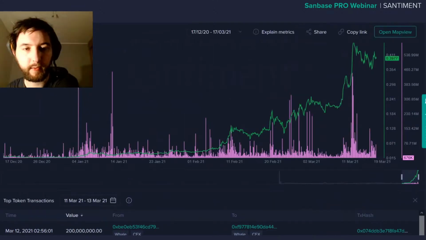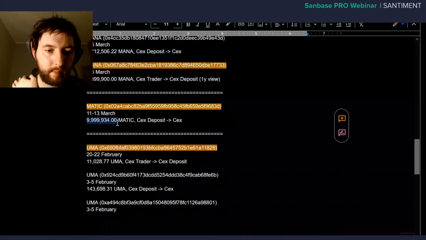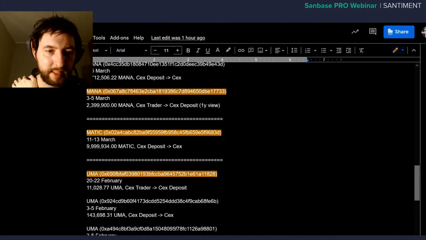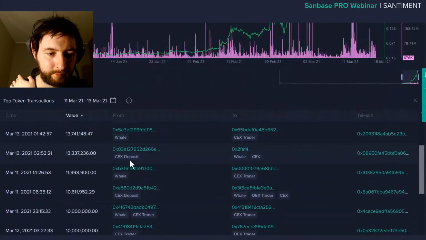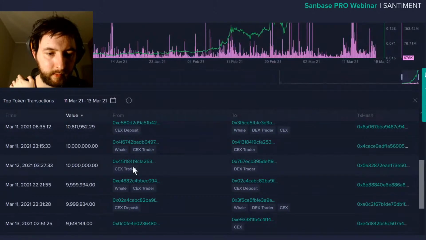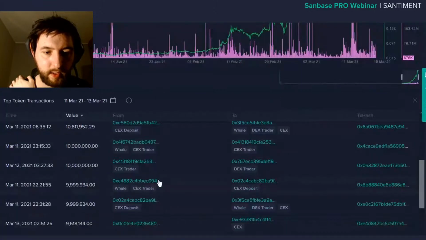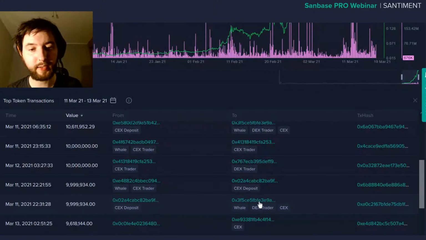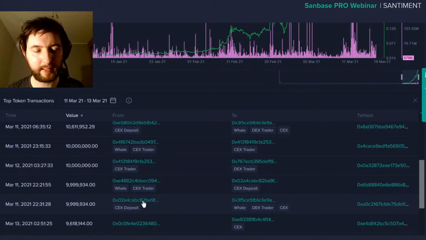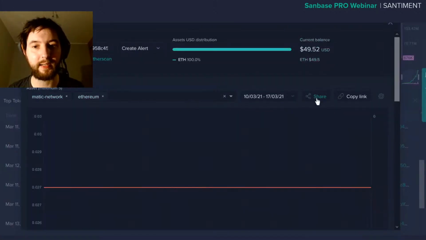March 11th to 13th. And the address that I found interesting was a deposit of almost 10 million Matic. So let's see. Seems to be this address, right? 999934. Yeah, there we go. So it's a move from a deposit address to a centralized exchange wallet. So in this case, the pattern is actually going to be a little bit different, right? Because this is a deposit address rather than a private wallet.